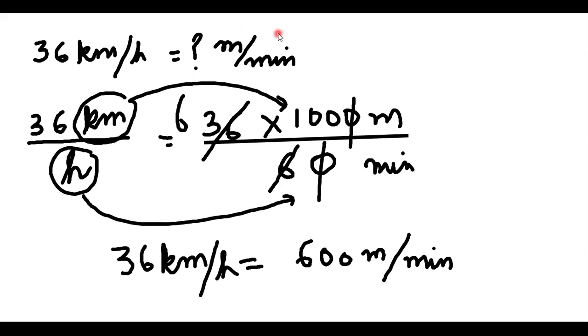Again, I'll repeat what I have done. I have just changed kilometer into 1,000 meters. This is one way to write it down. We can say 1 kilometer is 1,000 meter. And in an hour, we are having 60 minutes. So hour can be written as 60 minutes. Then we cancel it out, and the answer of 36 kilometer per hour will be 600 meter per minute. So students, you can pause this video and write down this conversion.